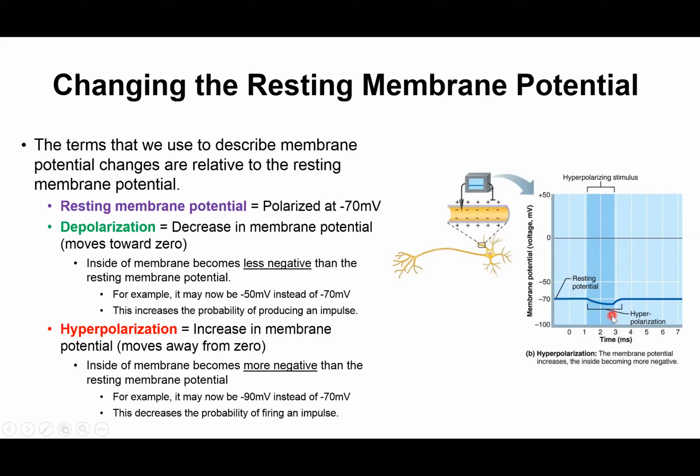Hyperpolarization will decrease the probability of firing an impulse or an action potential. Okay, so the further away from zero you get, the harder it is for a neuron's membrane to fire an action potential. Okay.